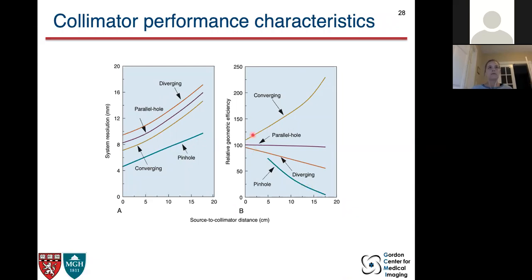So many times a SPECT system can have interchangeable collimators. So for a certain exam, you may need high resolution. It may be more important than high sensitivity, and vice versa. So you can change depending on what it is that you want to do. You can also use different collimators for different gamma energies, because if you have a lower energy, you will need a thinner septa of your collimator to stop the gammas that enter from the wrong angle.